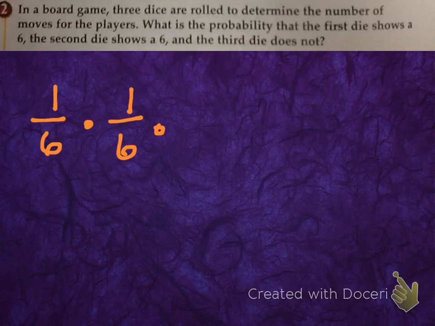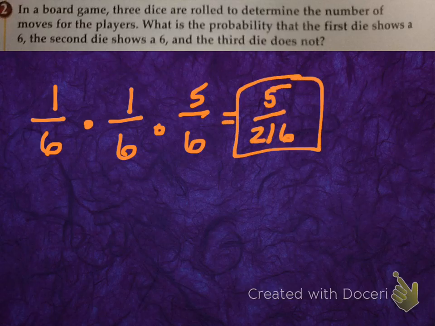Now, the probability that the third die, what's it say? Does not. So it needs to land on anything but 6. What's the probability of that happening? 5 out of 6. Multiply those together. Approximately 2%. Or 5 over 216.